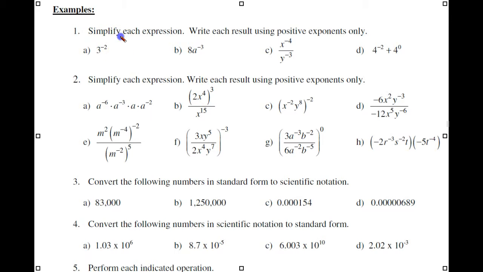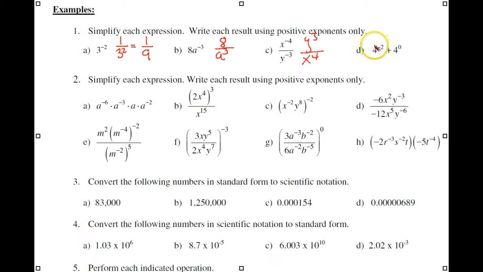Well, this is going to be 1 over 3 to the second, 1 over 9. Now the only base here is a, so 8 stays in the numerator, and it's a to the third. For something like this, we just switch them around. Y to the third, x to the fourth. This goes up, changes the sign, this goes down.